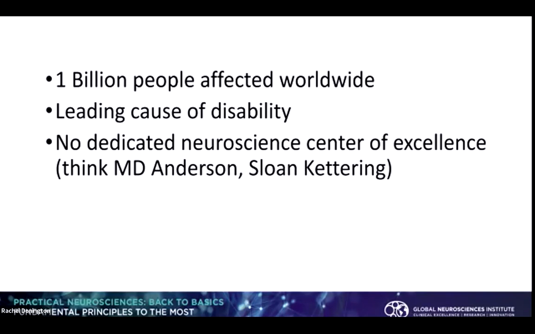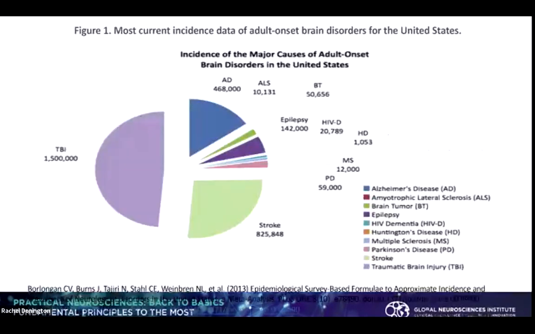Now, think about MD Anderson for cancer or Memorial Sloan Kettering. Think about Wills Eye Hospital for ophthalmology. Think about Hospital for Special Surgery for orthopedics. Where's our equivalent for neurosciences? Now, that's not to say that we don't have some great neuroscience centers, but a freestanding, independent think tank.